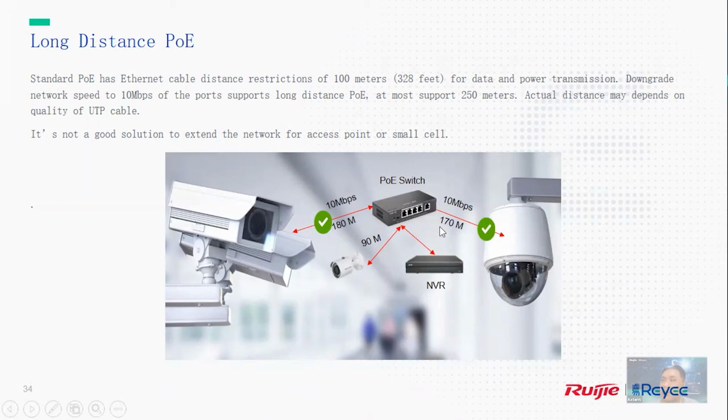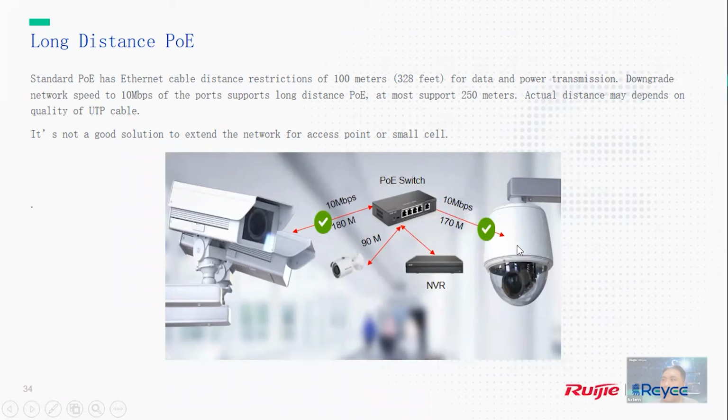But there is one condition: the bandwidth will be reduced. Once you are carrying longer than 100 meters, up to 250 meters, the bandwidth for the port will be reduced to 10 meg. So the camera, let's say it is 100 meg, will still connect successfully at 10 meg, because the traffic being sent back to the switch is limited to only 10 meg.